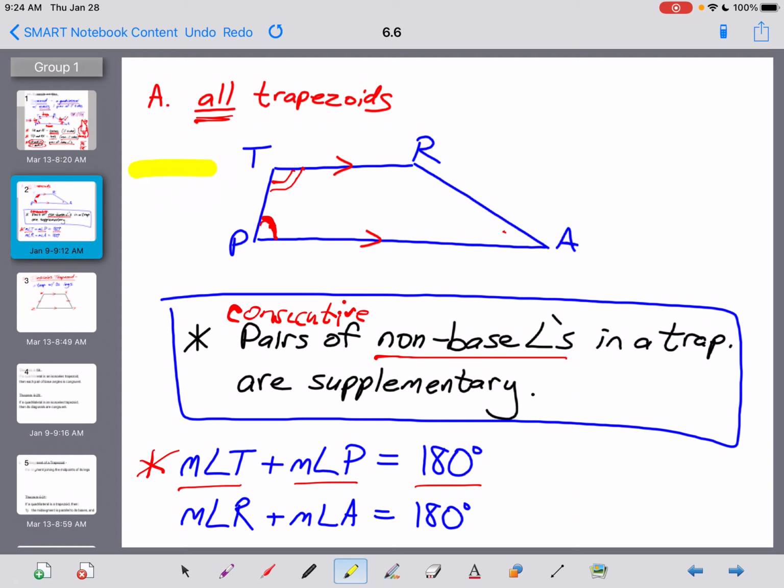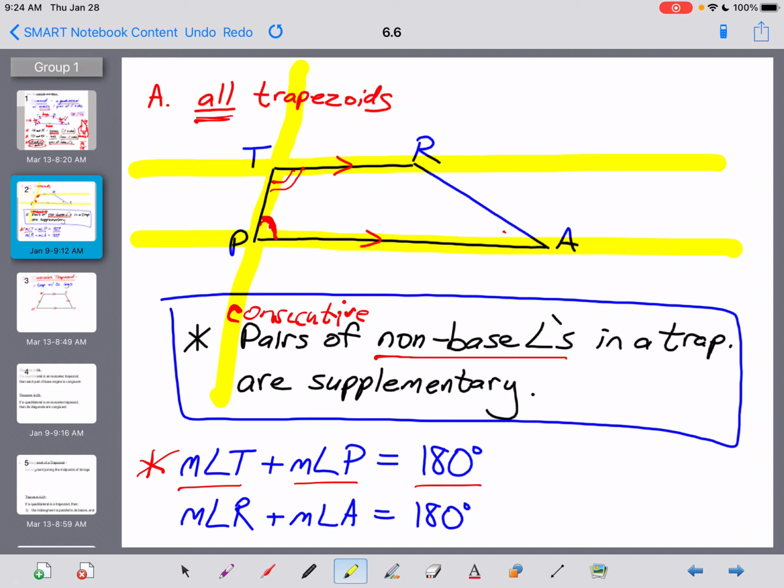If we go all the way back to chapter 3, we talked a lot about what happens when you have two lines which are parallel cut by a third line which is called a transversal. And when you do that, just focus on the yellow now, everybody, two parallel lines cut by a transversal creates 8 angles. These two angles that I have marked with tick marks, angle P and angle T, are what we call consecutive interior angles or same-side interior angles.